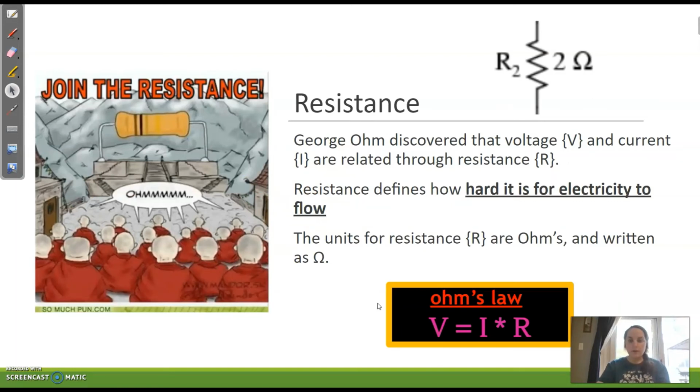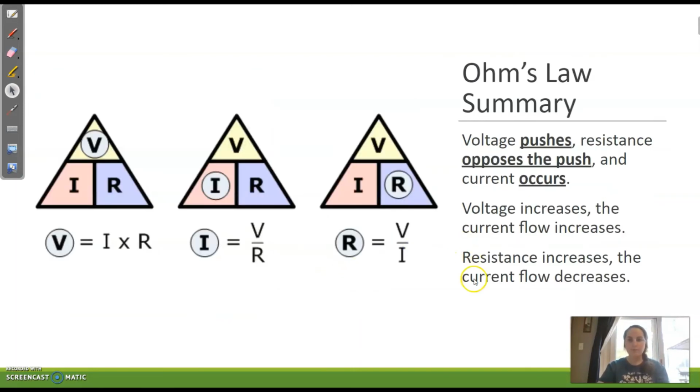Voltage and current are related through resistance, okay? And it's all related through Ohm's law, all right? So resistance is represented with R. We measure it in ohms, which is written as that upside down horseshoe. And so again, Ohm's law is V = IR, but we write it in our triangle so that we can memorize I = V over R and R = V over I.